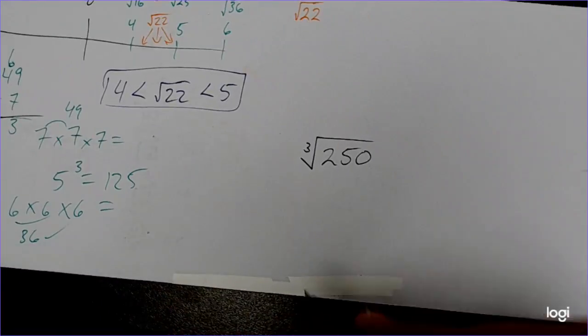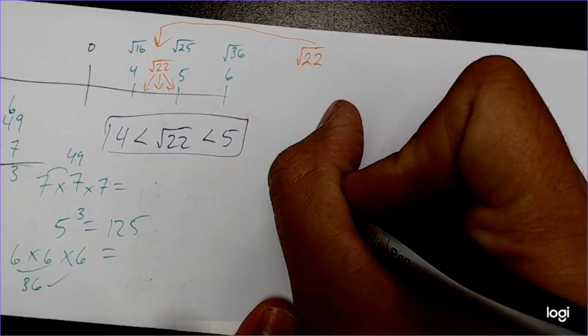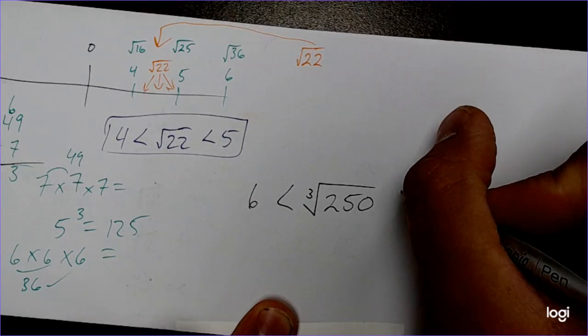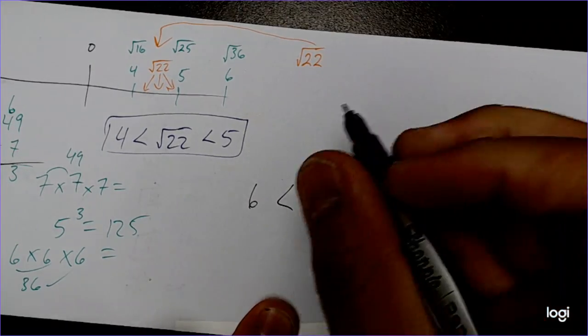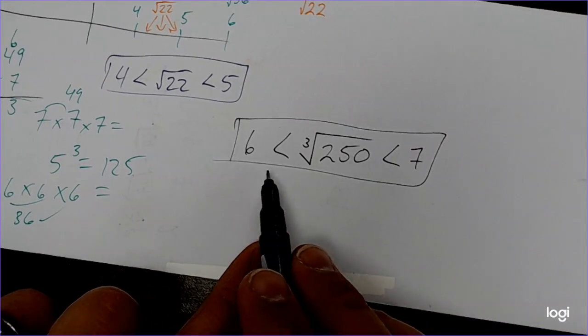So my final answer is going to be the cube root of 250 is greater than 6, but less than 7. Okay? So it's going to be a decimal number in between 6 and 7.